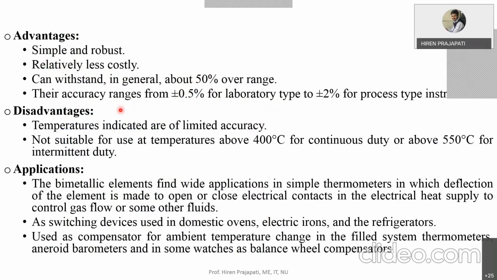Now disadvantages: temperature indicated is of limited accuracy because generally the deflection of the beam is non-linear, so we are using only the linear portion of the theory. That's why the use of linear calibration is limited. It is also not suitable for use at temperatures above 400 degrees Celsius for continuous duty or above 550 degrees Celsius for intermittent duty. So these are some limitations of the bimetallic thermometer.